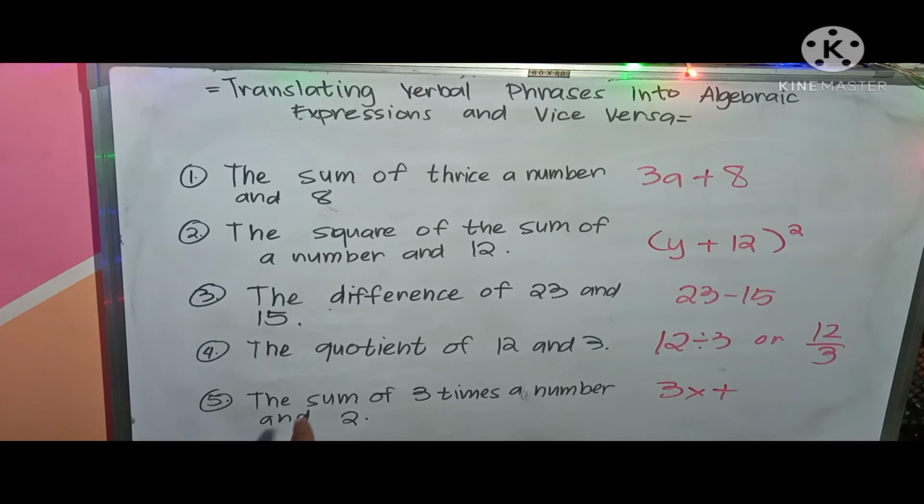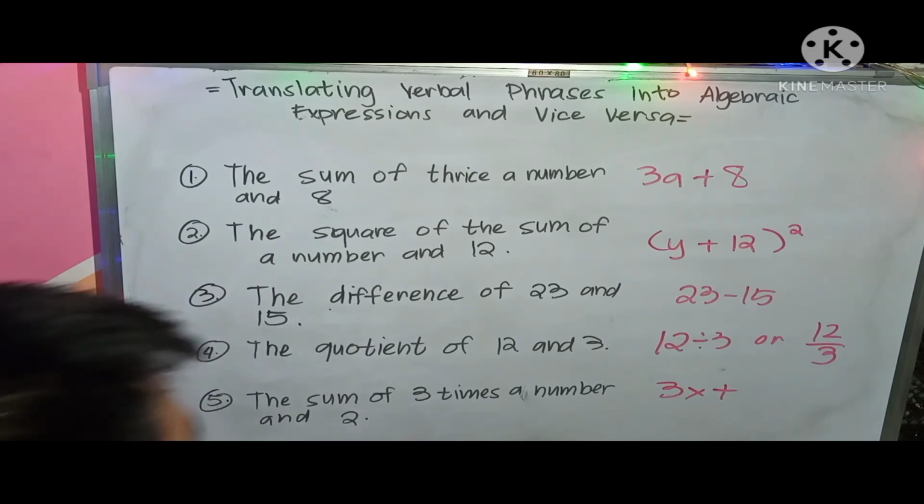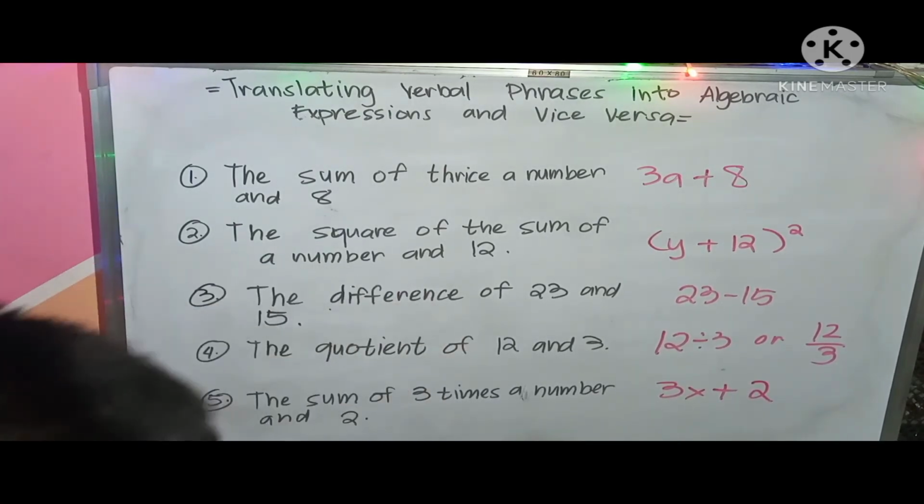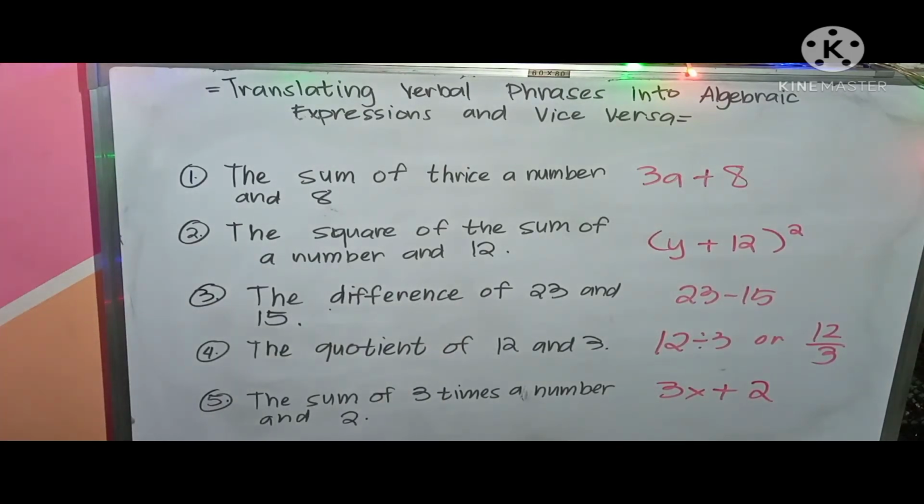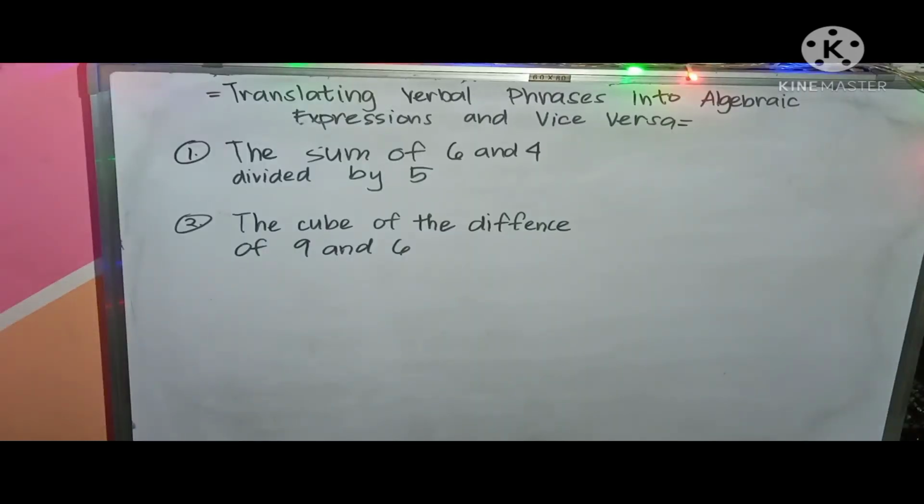Sum daw. Pag pinag-add mo daw yung 3 times the number and 2. 3 times a number and 2. Yan na yun. The sum of 3 times a number and 2. So, we have here some more examples. We have here the last two.